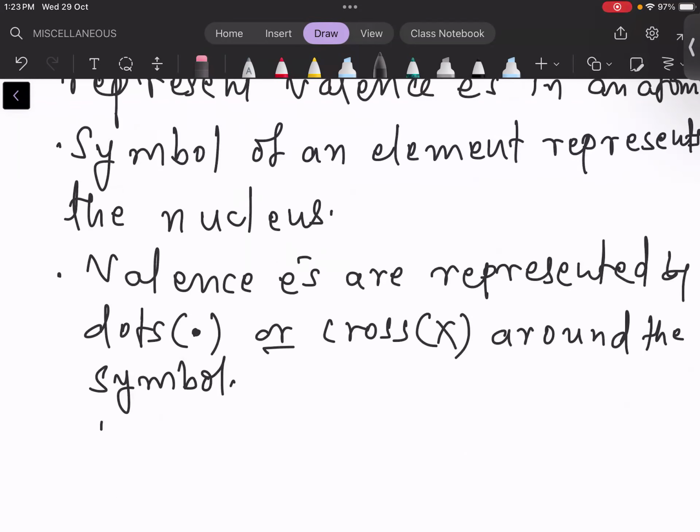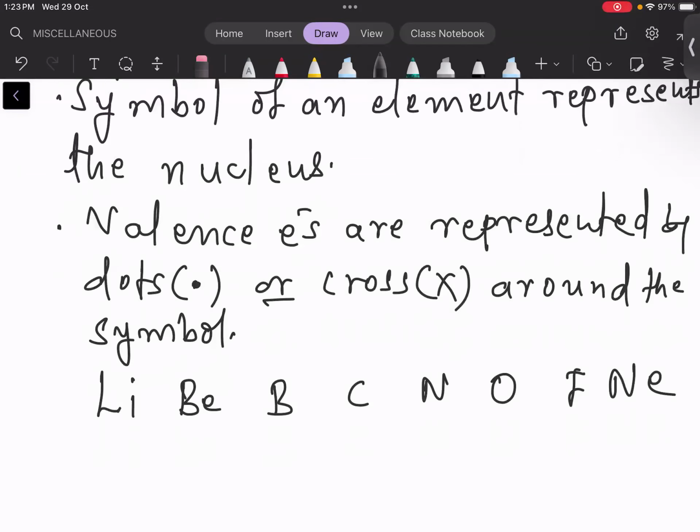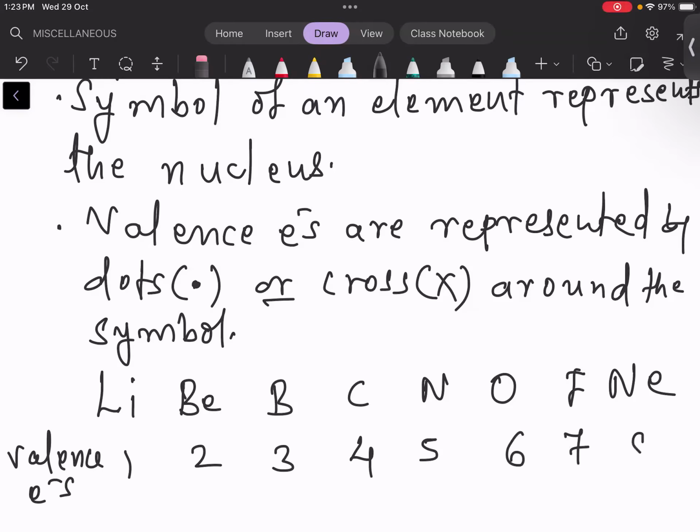For example, atoms like lithium, beryllium, boron, carbon, nitrogen, oxygen, fluorine, neon, right? Now, what is meant by valence electron? Electrons present in the outermost shell, they are called valence electrons. Lithium consists of one valence electron, beryllium 2, boron 3, carbon 4, nitrogen 5, oxygen 6, fluorine 7, and neon 8.